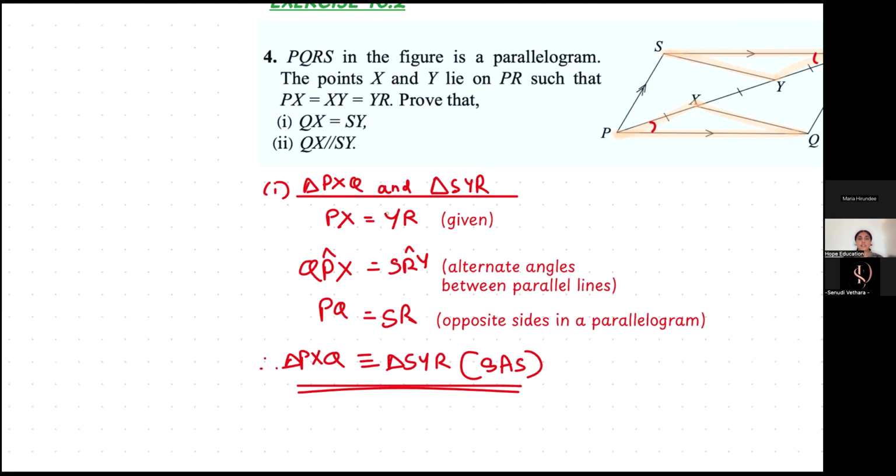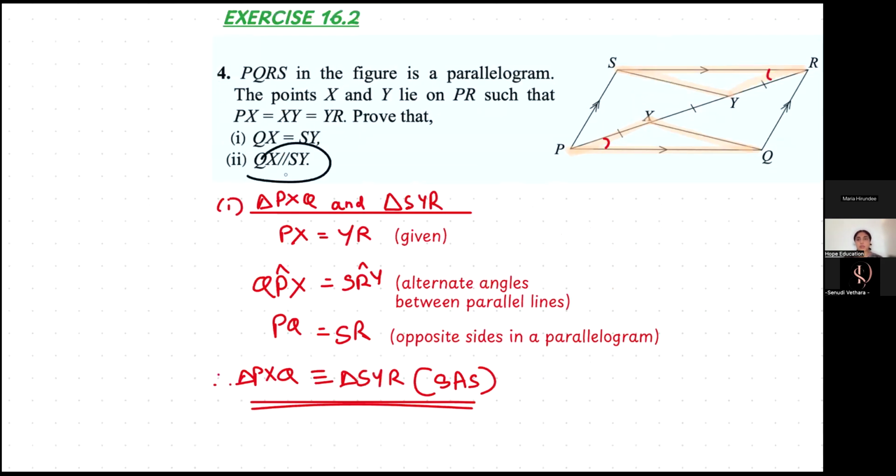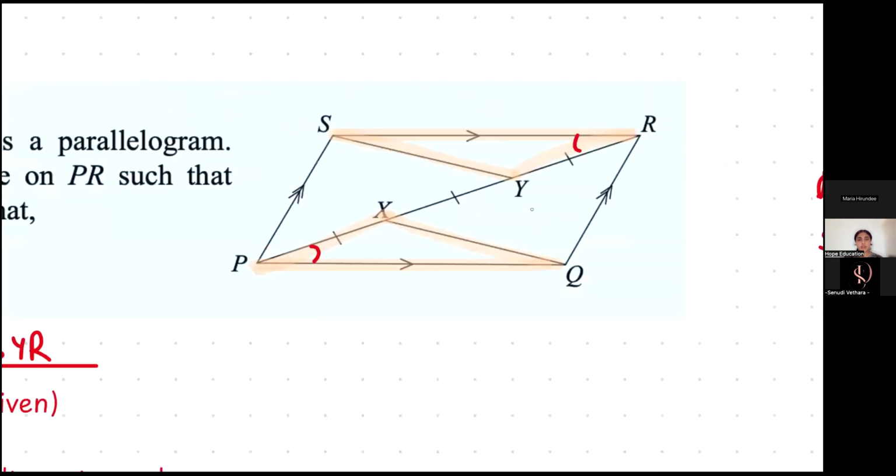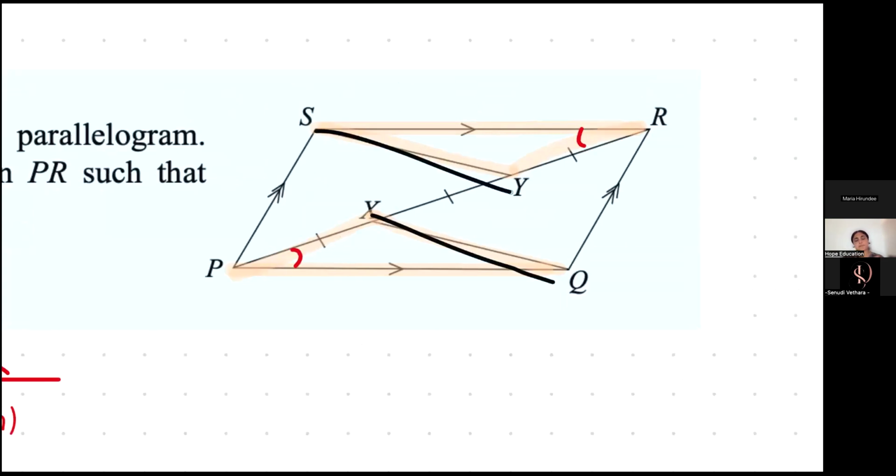Then we have to show that QX is parallel to SY. How do we show that?